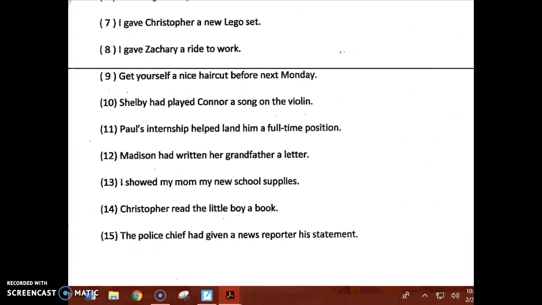Number 9. Get yourself a nice haircut before next Monday. Number 10. Shelby had played Connor a song on the violin. Number 11. Paul's internship helped land him a full-time position. Number 12. Madison had written her grandfather a letter.